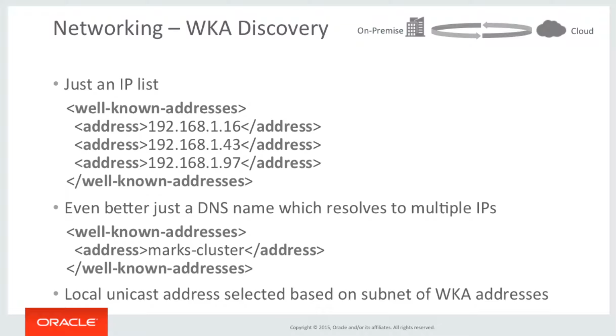So looking at WKA discovery in a little bit more depth, we see that a WKA list is now just simply a set of IP addresses. A common misconception regarding WKA is that it has to be an exhaustive list of all cluster members, or, now that we don't have ports, of all machines. It doesn't need to be. If you had 100 machines in your cluster and you had a WKA list consisting of just one machine, and there were any cluster members running on that machine, we would be able to discover the cluster.